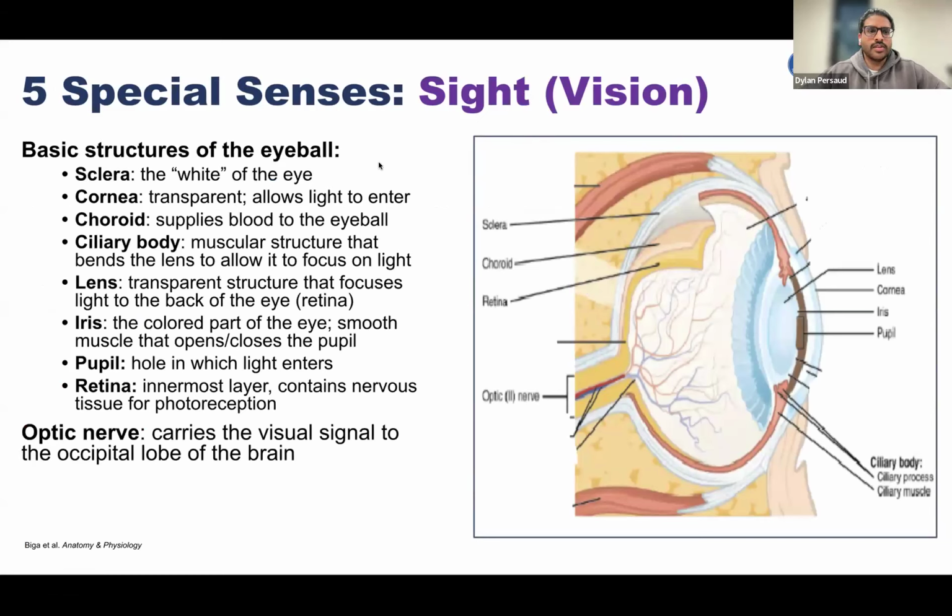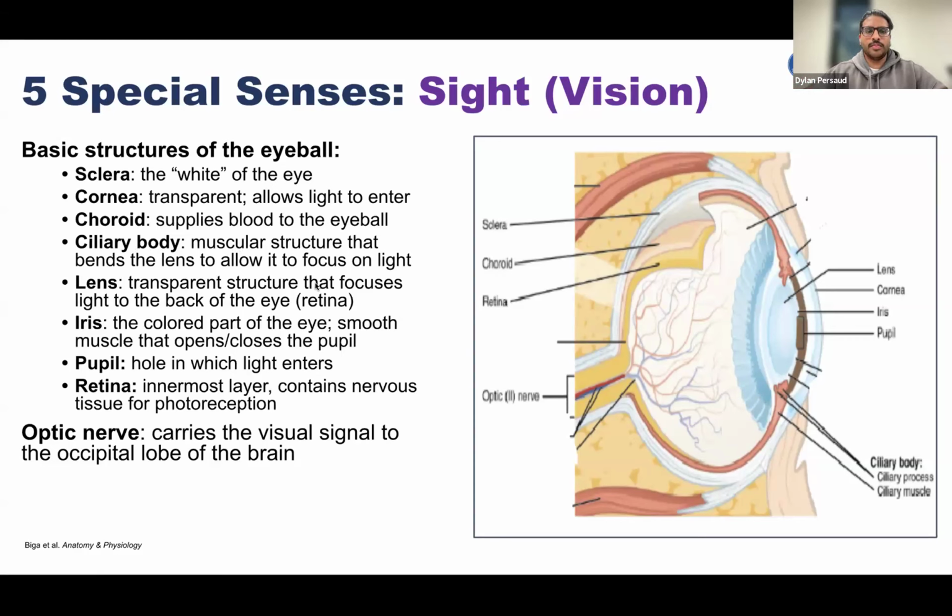So we have basic structures of the eye. We have the sclera, which is the white of the eye, and we have the cornea, the part that allows light to enter. The choroid is what supplies blood to the eyeball. That's the vascular supply to the eye, which is very important. The ciliary body is a muscular structure that allows the lens, which is another part of the eye, to accommodate. So basically, nearsightedness versus farsightedness, and focusing your eyes on a close computer screen versus trying to focus on something far away.